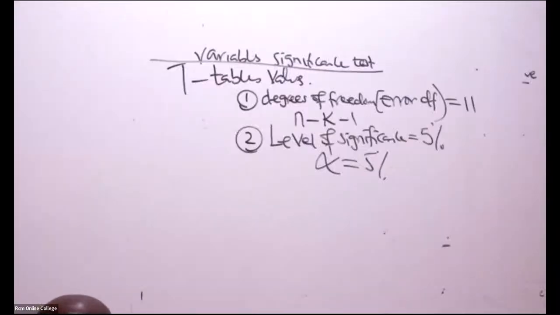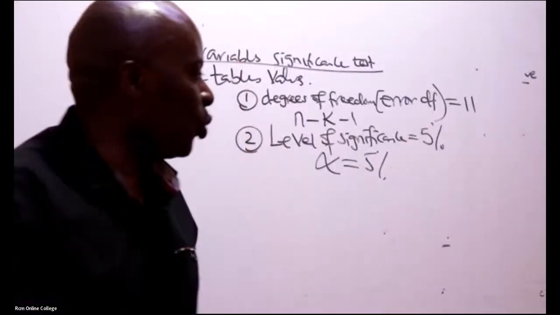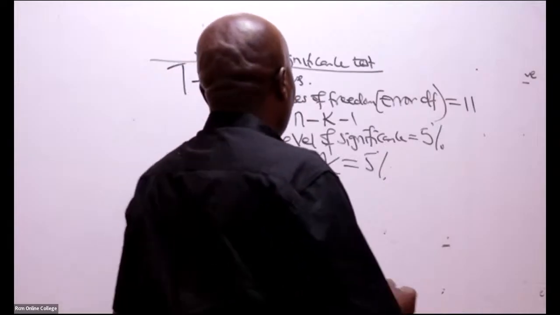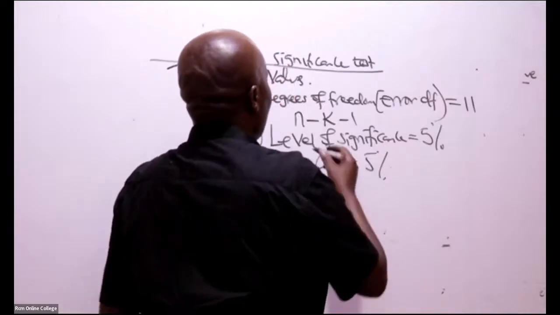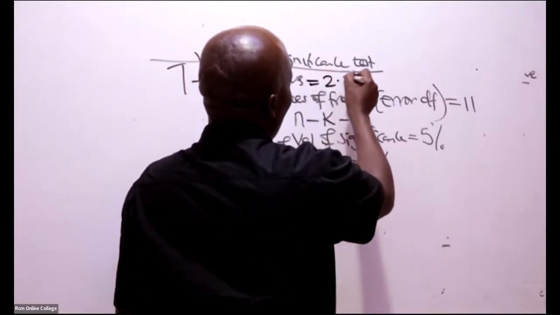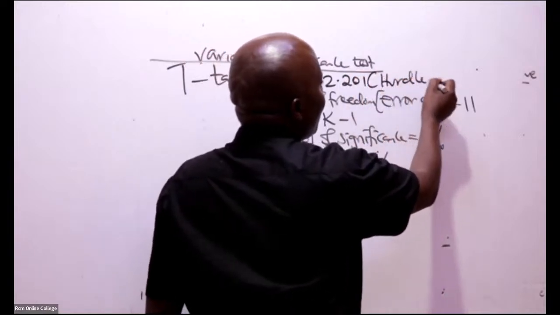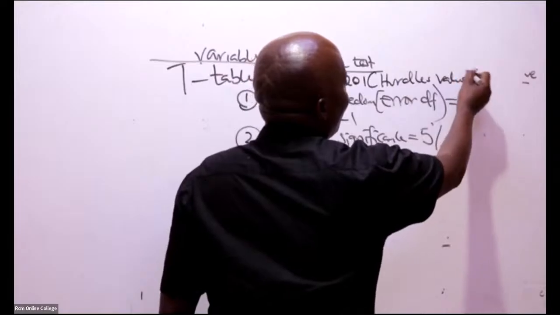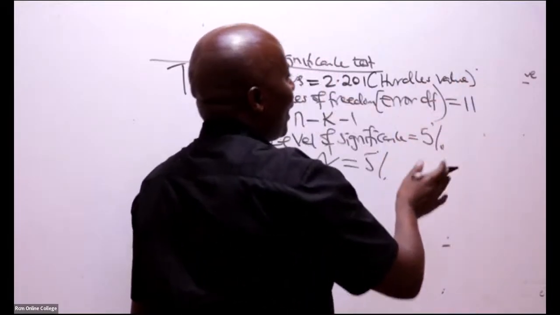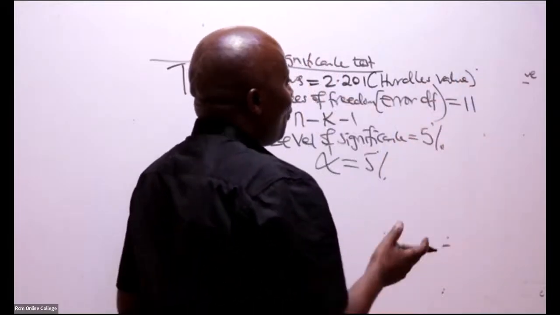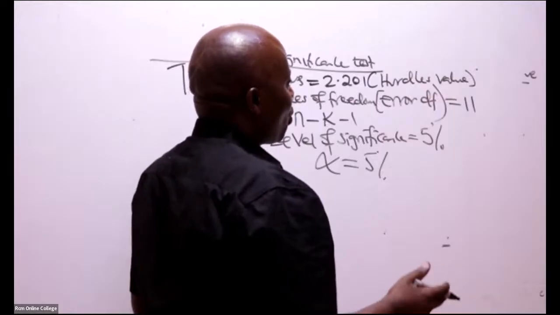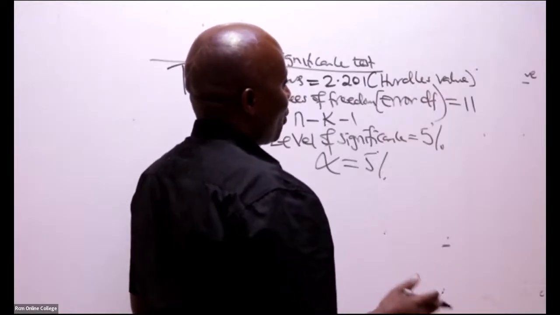So our T critical is 2.201. Remember, this is the hurdle value. If you exceed this, then you are very significant. You are very, very strong.